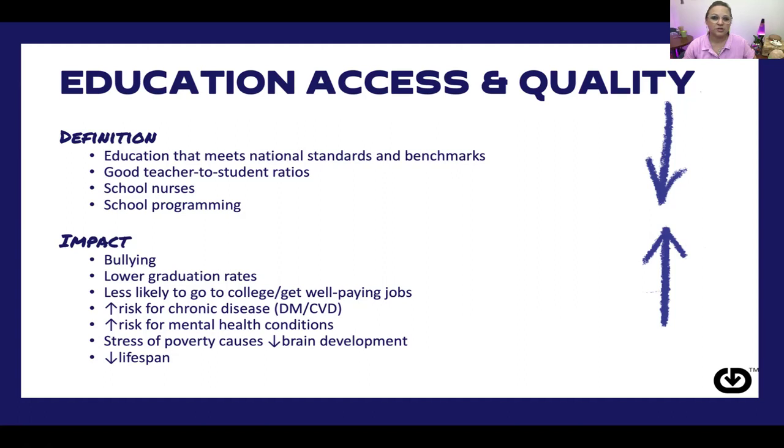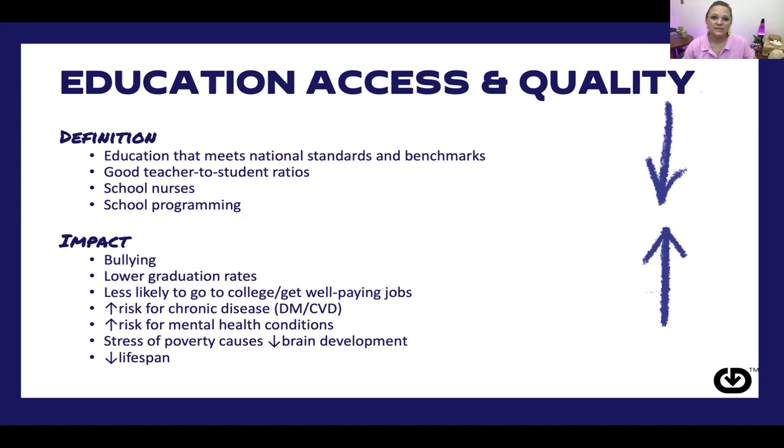The second social determinant of health is education access and quality. Quality education meets national standards and benchmarks. It has good student-to-teacher ratios, school nurses and other ancillary departments, and school programming and after-school programs.